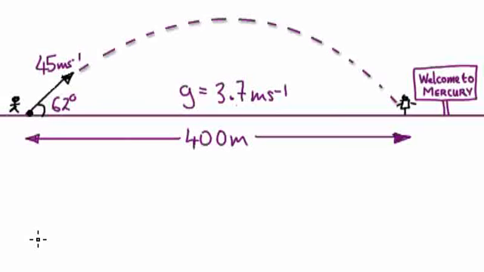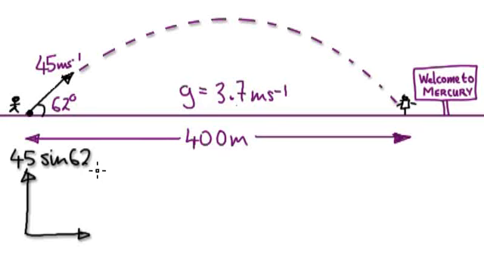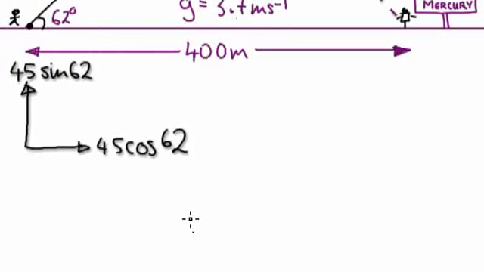Okay. So again, because we're shooting something diagonally, let's break it up into its horizontal and vertical components. So here the vertical component would be 45 sine 62, and the horizontal will be 45 cos 62. Okay, and then jump to your velocity time graph.